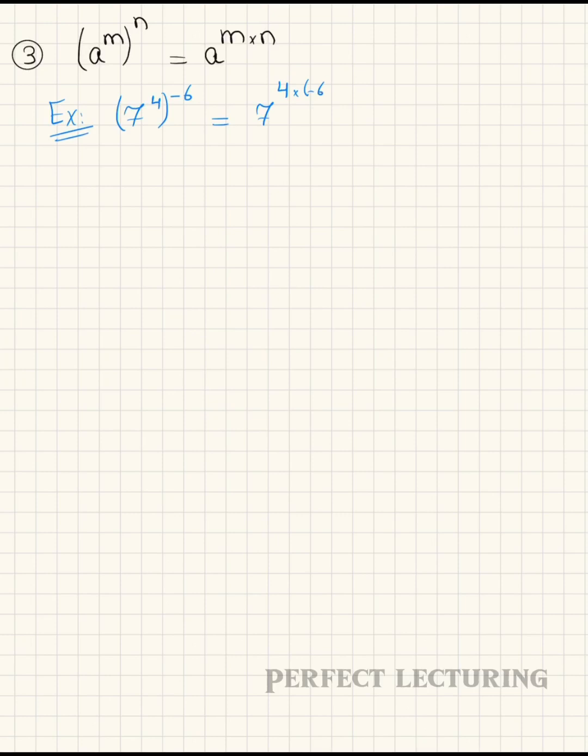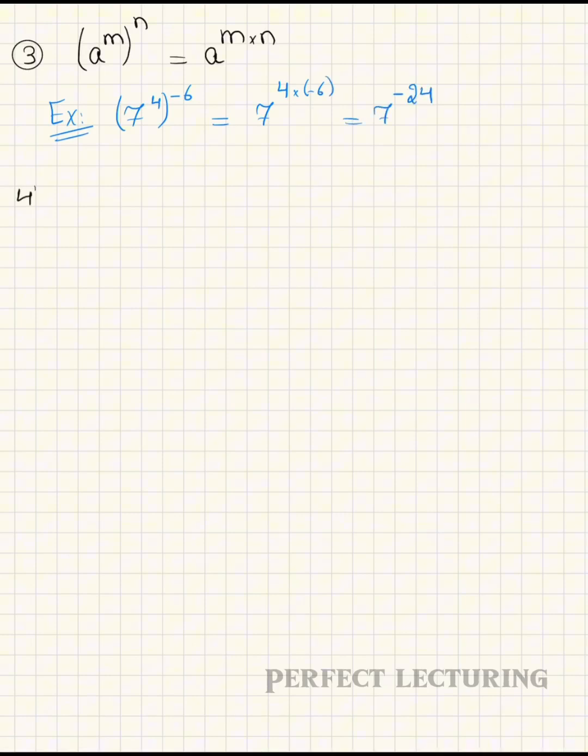Third formula is the following. If I have a to the power of m, all of it to the power of n, so if you have two exponents on top of each other, I just multiply the corresponding exponents. So I multiply the exponents, this becomes a to the power of m times n. As a little example here, if I have 7 to the power of 4, all of it to the power of negative 6, this means what? 7 to the power of 4 times negative 6, which is of course 7 to the power of negative 24.